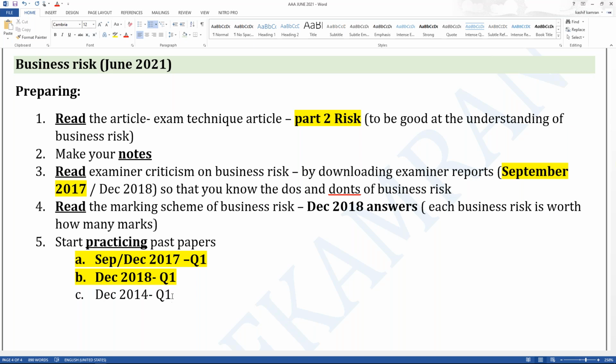Okay, so I'll be doing the same approach with you in the webinar today in a summarized manner because I have limited time. But that is an approach you should be using if you're preparing yourself for business risk. So let's start the journey.